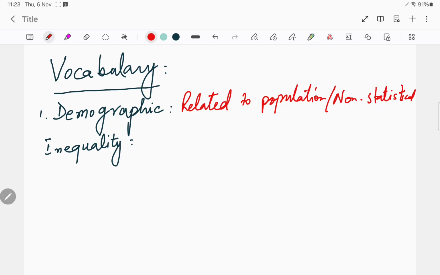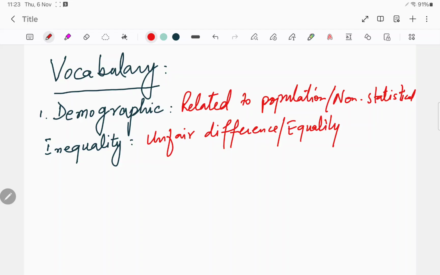The next word is inequality, which definitely means not equal. So we may say the unfair difference. That means all the group of people, they are not treated equally, and the antonym can be equality or fairness or treating everyone the same. And the sentence can be overpopulation has worsened social inequality by increasing poverty and unemployment. Social inequality means that people are divided into social stratas.